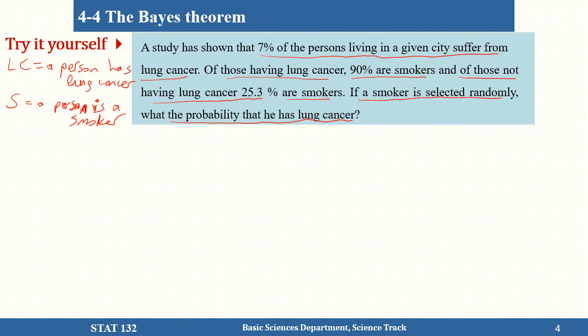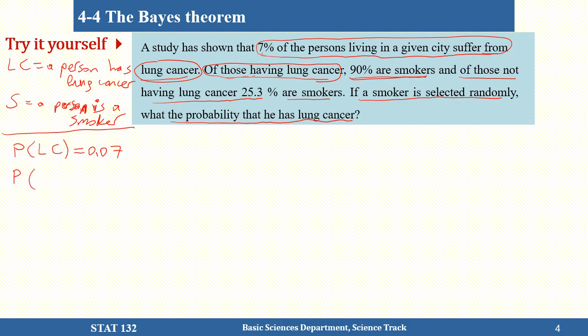Now, what is given to us? Let's try to write. It says 7% of the people living in the city suffer from lung cancer. So it means if you choose a person here, the probability that he has lung cancer is 0.07. And of those who have lung cancer, 90% are smokers. So this is saying that among the lung cancer patients, the smokers make up 90% of them, which makes 0.9.